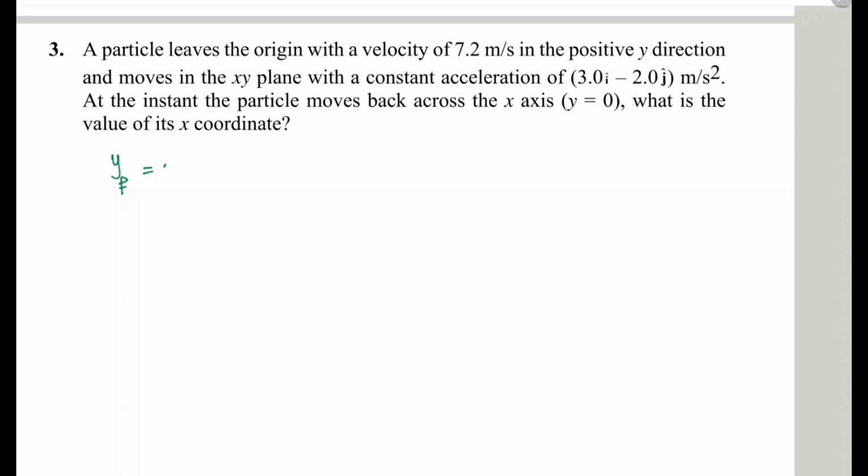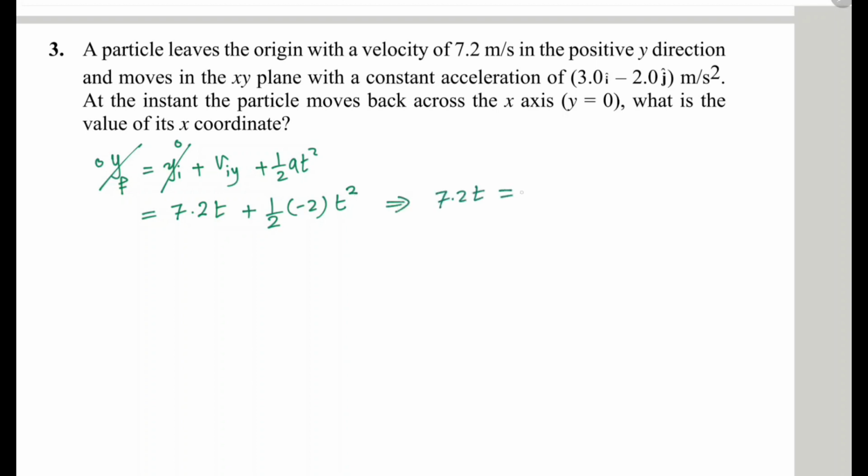y final equals y initial plus v initial y t plus half a t squared. Since it starts from the origin, this one here, and back to y equals 0, this one is equal to 0 as well. So it's equal to 7.2t plus half times minus 2 times t squared. In other words, 7.2t equals t squared, or t in this case equals 7.2 seconds.